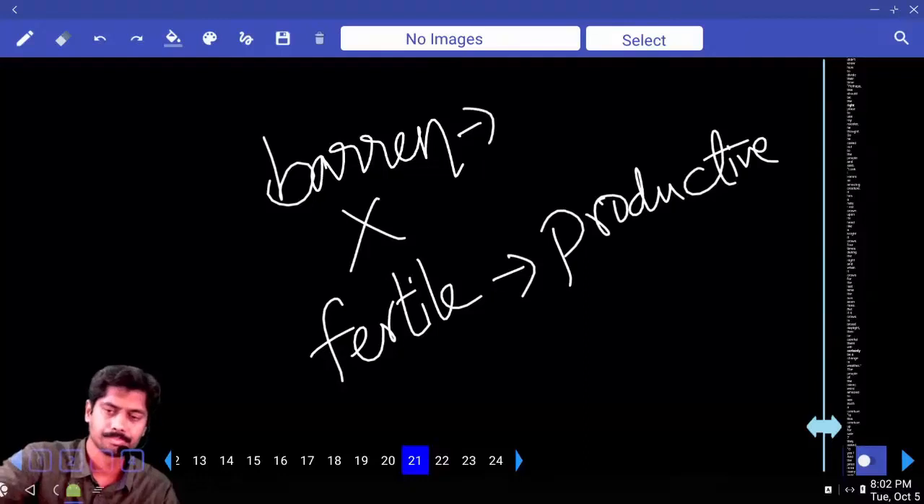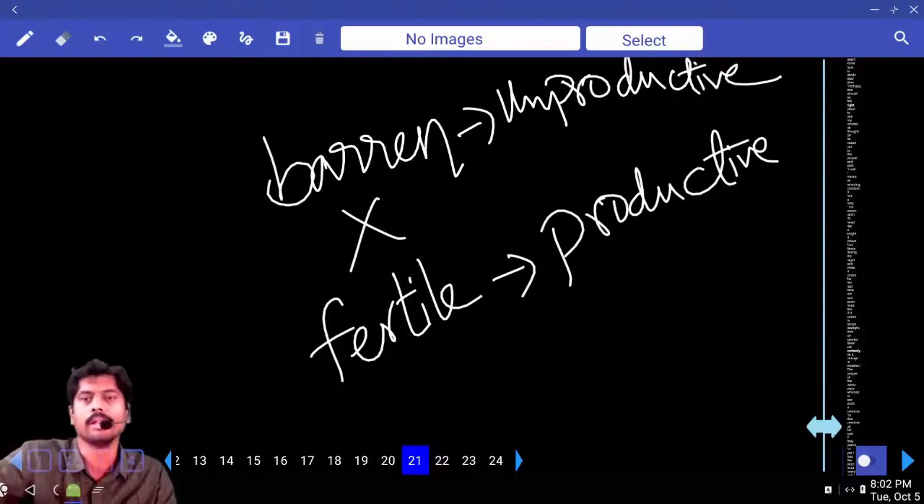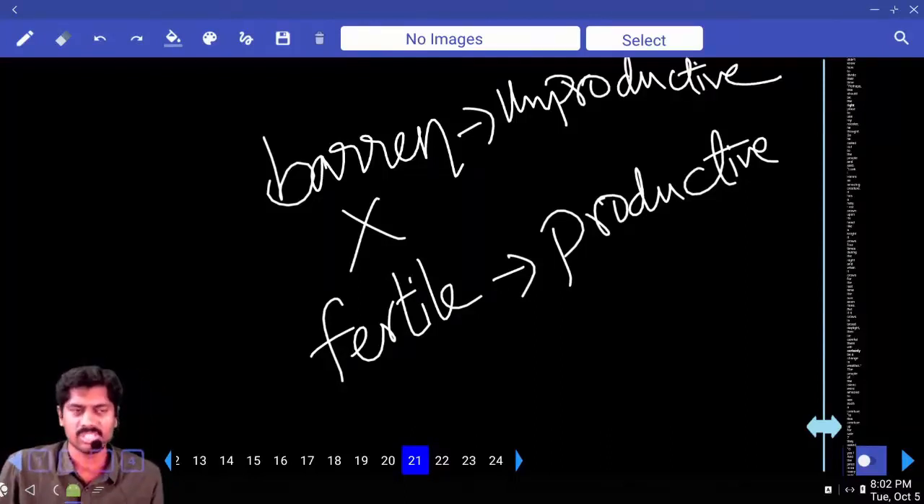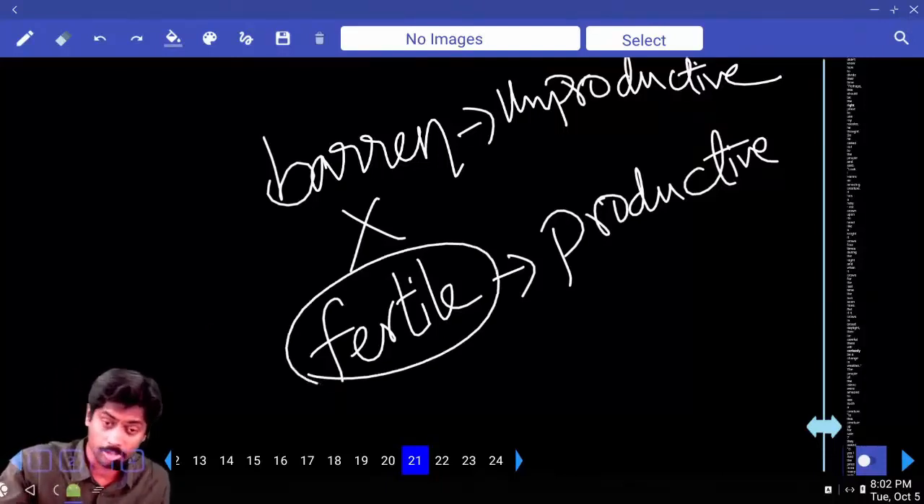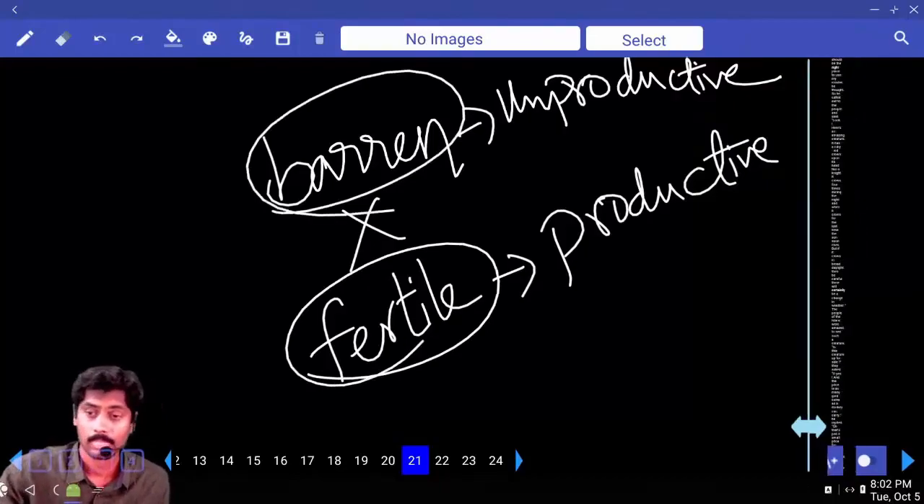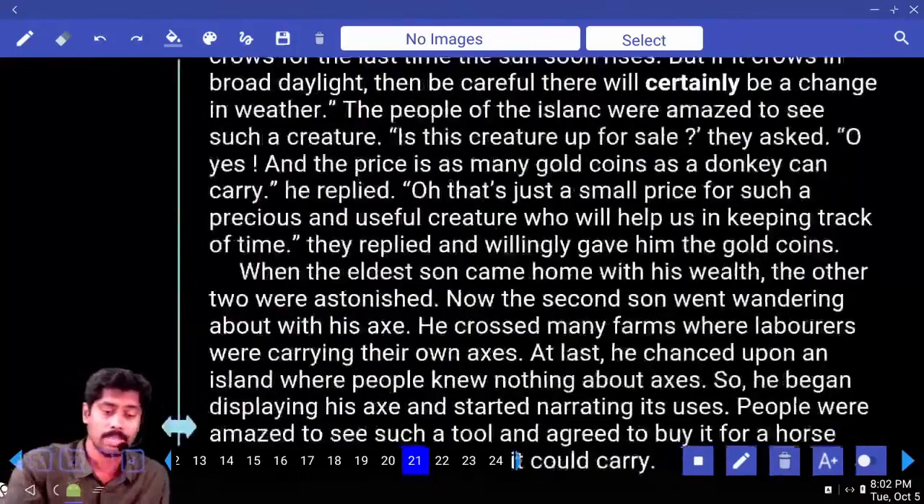Barren, unproductive. A land where crops cannot be cultivated is called barren. If some process is there, process is not producing results, barren. If a human being is not producing results, barren. His efforts are barren because not productive. His efforts are fertile, he got the job. Barren, fertile.